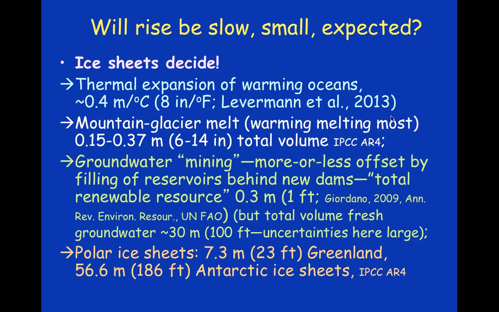The ocean is warming. Warmer water takes up more space. That raises sea level. But it's not a lot. It's something like less than a half a meter per degree C. Mountain glaciers are melting. That takes water out of the mountains and puts it into the ocean. But by the time we're a third of a meter or so, there aren't any mountain glaciers left. We take a little water out of the ground and let it run down the rivers to the ocean, but we build some dams that trap water behind them.